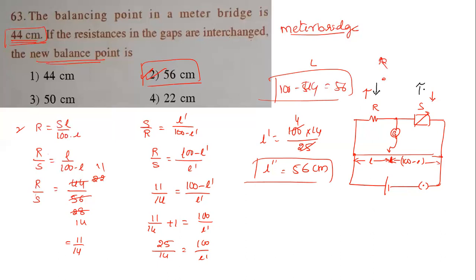If for any reason the resistance in the left gap increases, or the resistance in the right gap decreases, then the balancing length shifts towards the right side. If the resistance in the left gap increases and the right gap decreases, the balancing length shifts towards the right. It means it shifts towards the lower resistance part. That you need to remember. So sometimes you are not required to do the calculation; by looking at the values, you can decide.